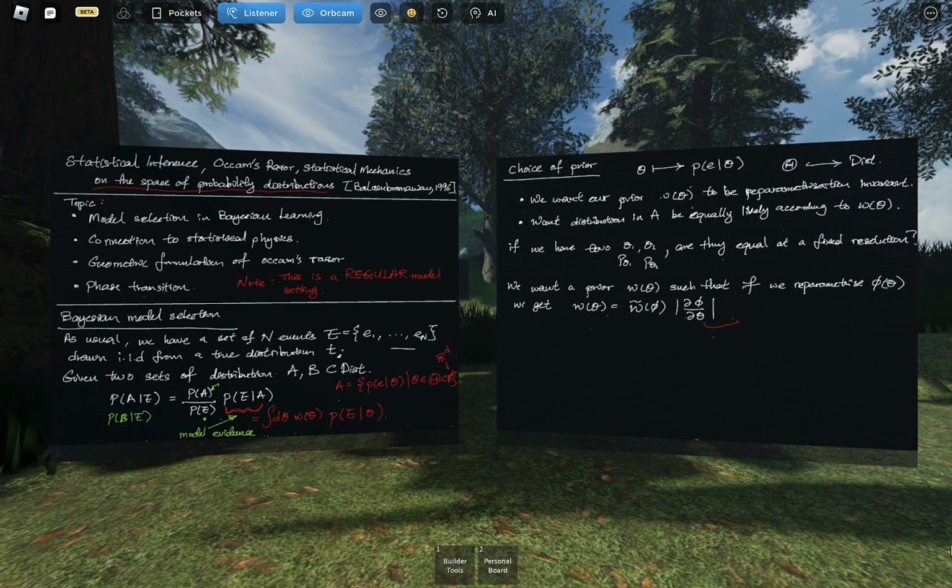Do you mean, oh, phi is the new coordinate, so phi of theta, is that? Yep. Oh, yeah, okay. Phi is the new coordinate. The change of coordinate, not change. Yeah, so that's the determinant.